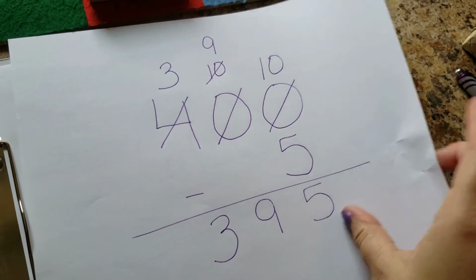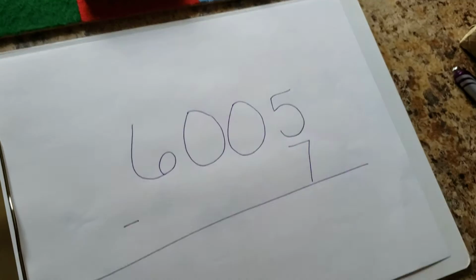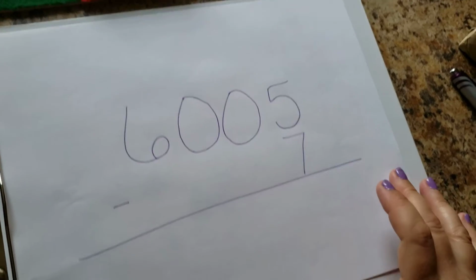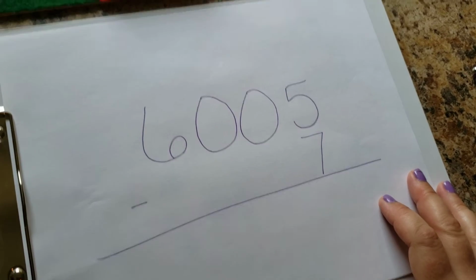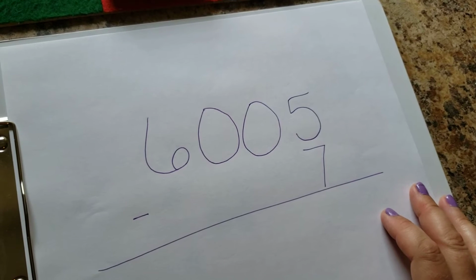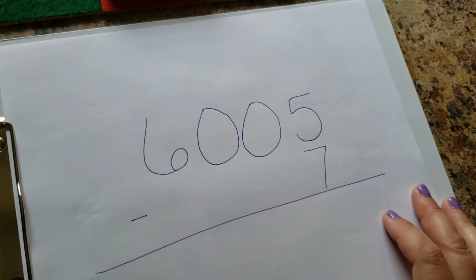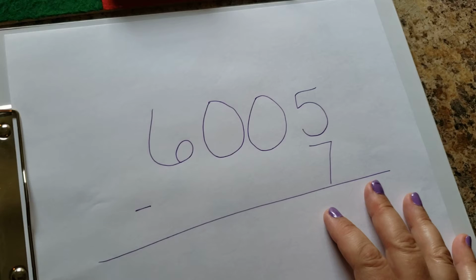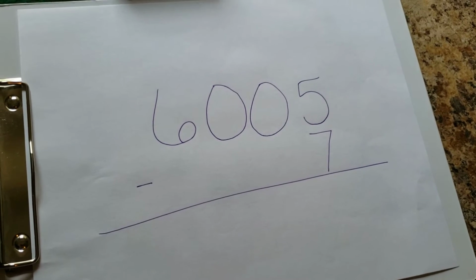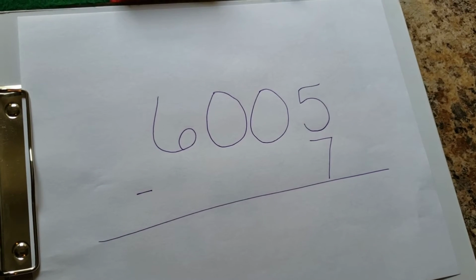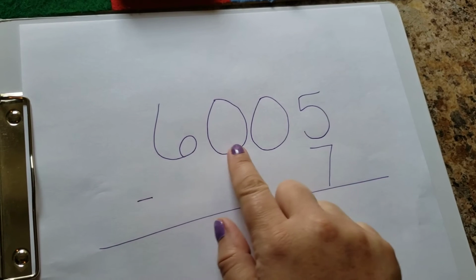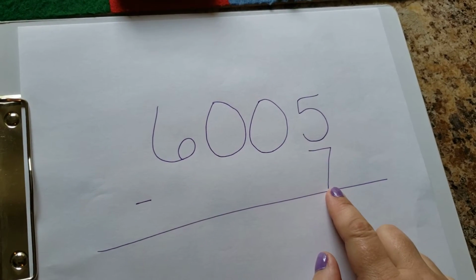Now, what if we tried a bigger number? Because we'd like to be a little bit more challenging. So I have another problem for you. But I don't have any thousands cubes at home. I brought home units, tens, and hundreds, but I didn't bring home a 1,000 cube. So we're just going to have to do this one mental math. Can you help me with it? All right, we have 6,005 minus 7.